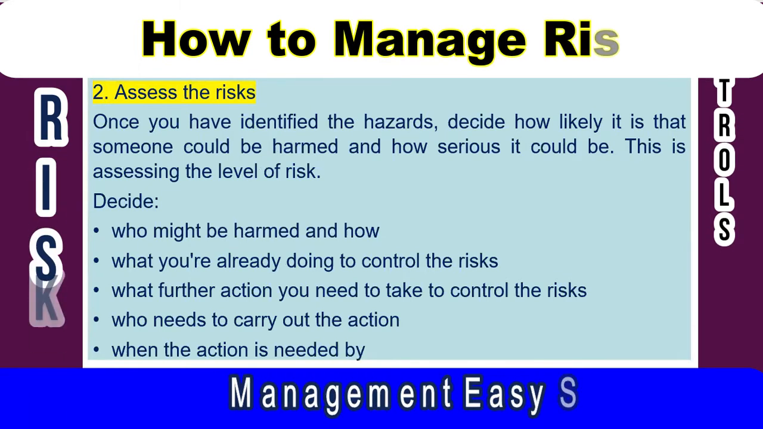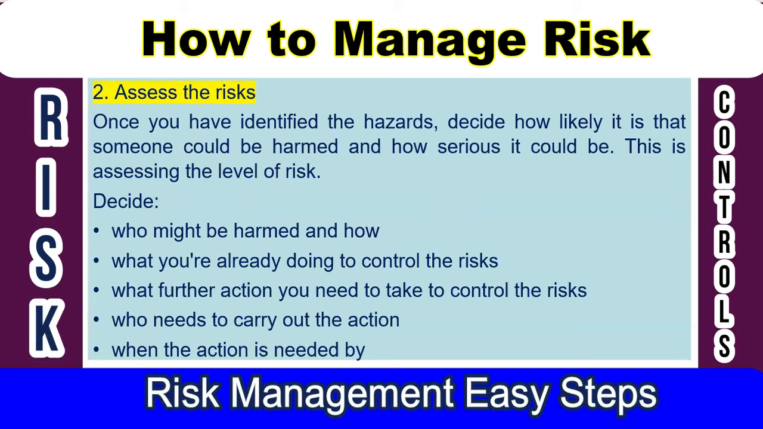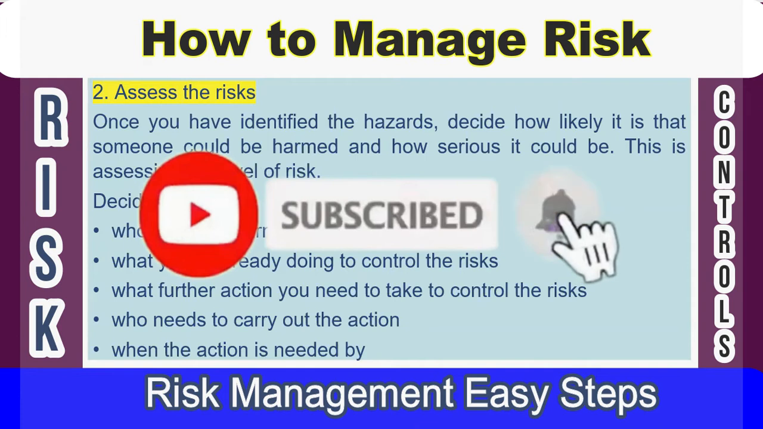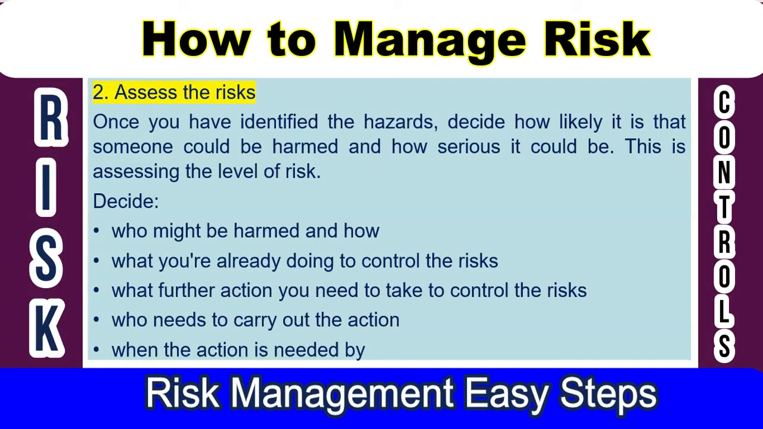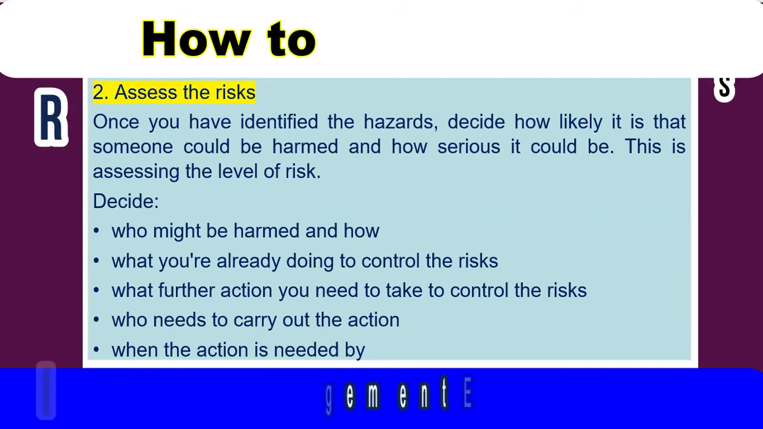Once you have identified the hazards, decide how likely it is that someone could be harmed and how serious it could be. This is assessing the level of risk. You need to decide who might be harmed and how, what you are already doing to control the risks, what further action you need to take to control the risks, who needs to carry out the action, and when the action is needed by. These are very important questions, and these questions are the backbone of risk assessment.